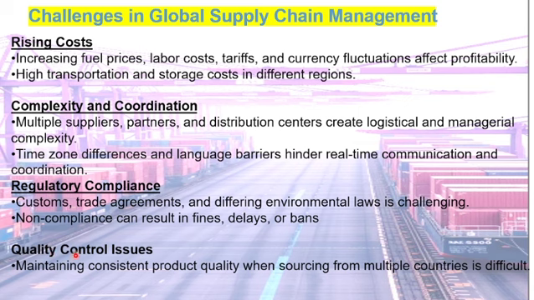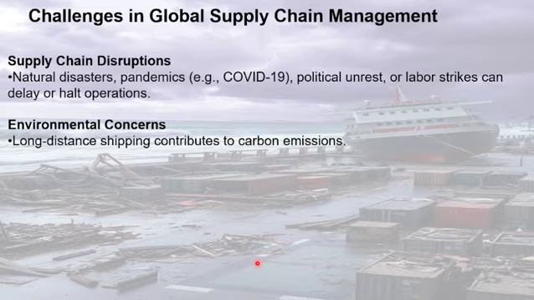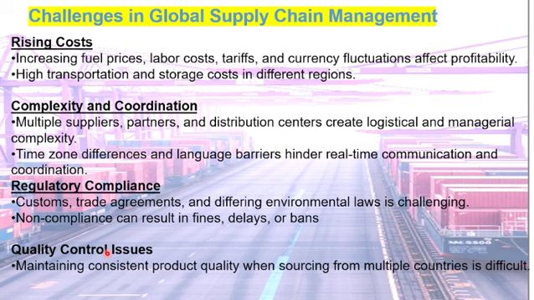Fourth thing is the quality control issue. Maintaining consistent product quality when sourcing from multiple countries is difficult. Quality control is mainly about maintaining consistent product quality. When you transport a product from one country to another, there may be a chance of a quality issue.